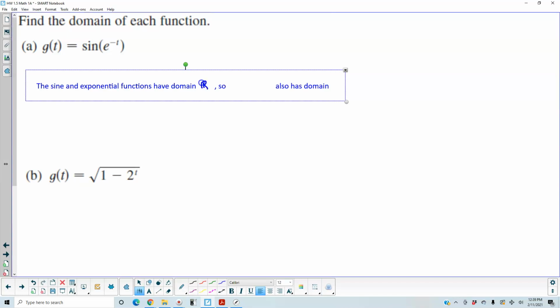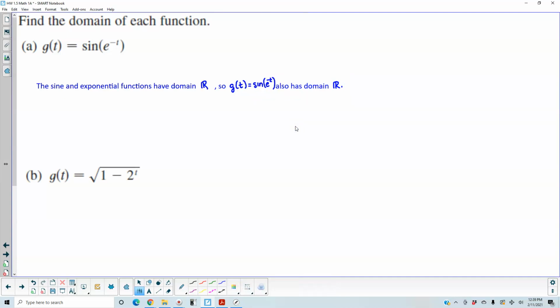And so if we look at the function g of t, which is equal to sine of e to the negative t, it'll also have the domain of all real numbers. So therefore, the domain is x such that x, or in this case here, the domain such that t is all real numbers, or it goes from negative infinity to positive infinity.